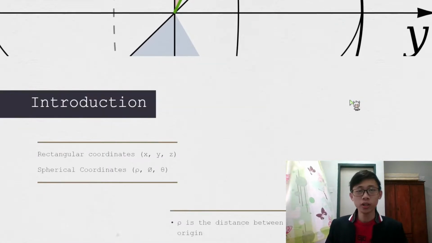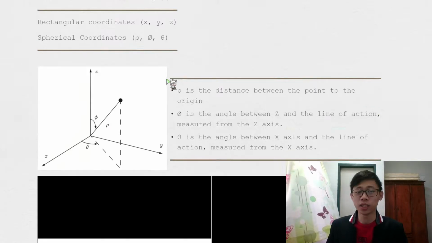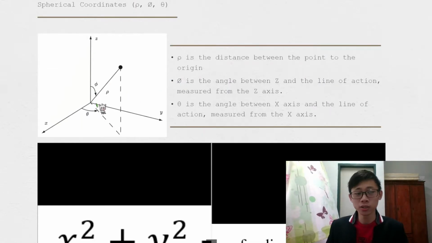So, what is spherical coordinates? Spherical coordinates is different than rectangular coordinates and it exists in the form of rho, phi and theta. And we can see from this graph here, the positioning of rho is here, which is denoted in length, and phi and theta as angles.